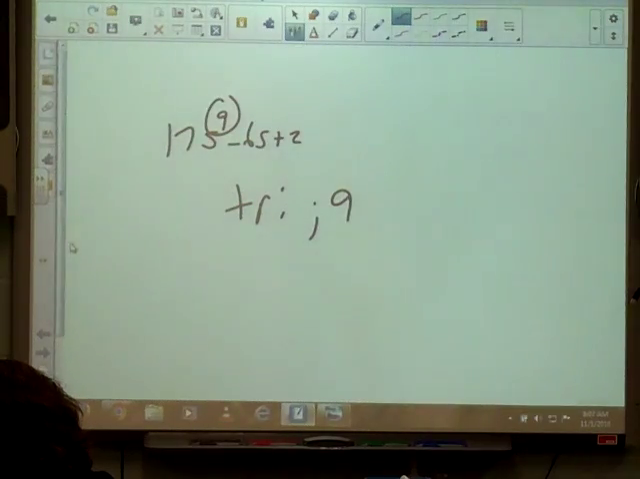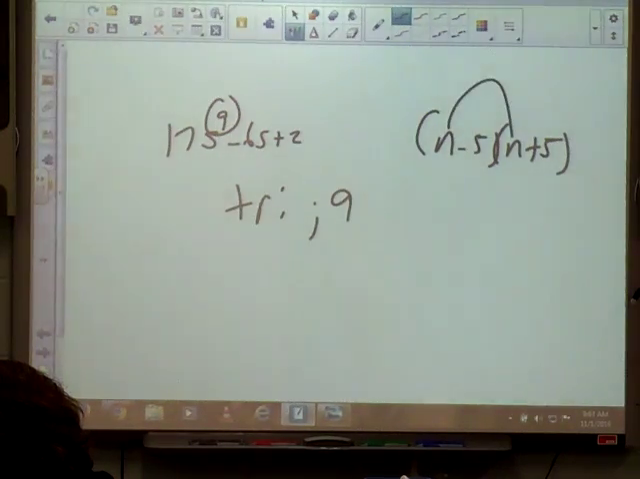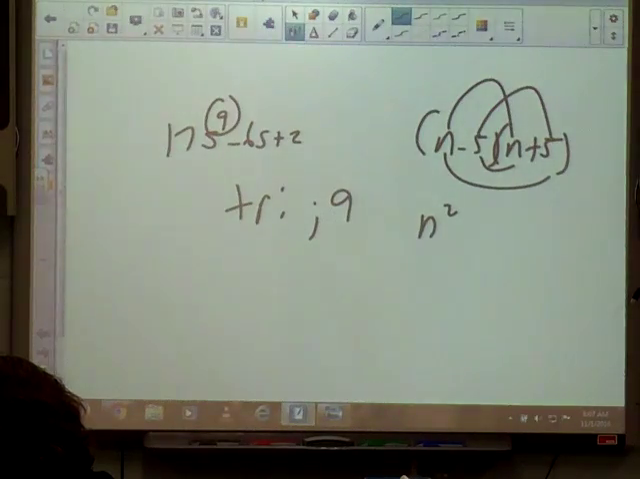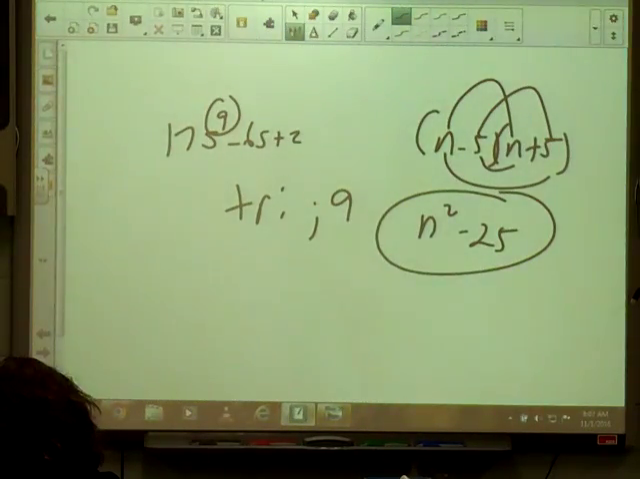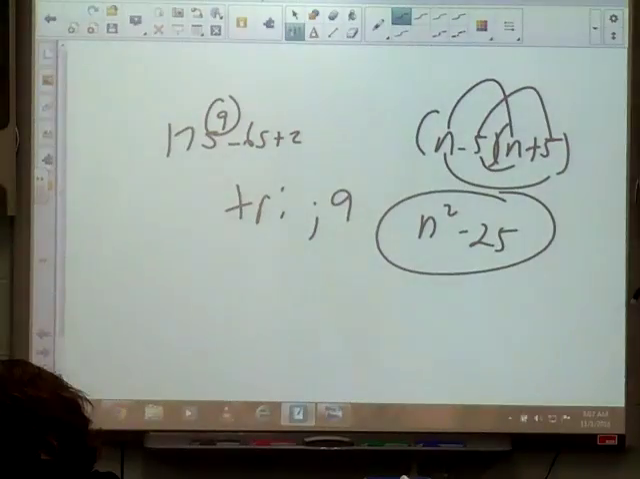Alright, well, number 8 wants us to multiply n minus 5 times n plus 5. It's called difference of squares, if you remember from Algebra 1 and 2. Your first gets you n squared, your outer gets you a plus 5n, and your inner gets you a negative 5n. So the 5n's cancel out. Plus 5n and negative 5n cancel out. Your last is negative 25. So that would be A as an antelope.